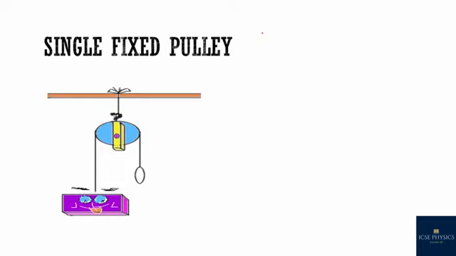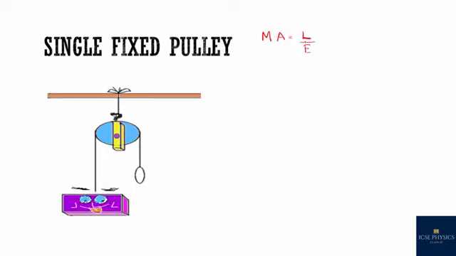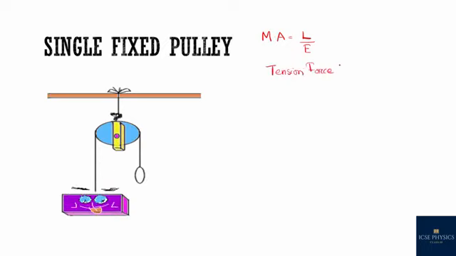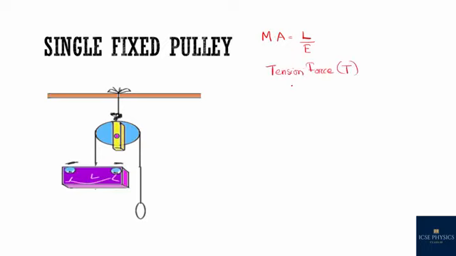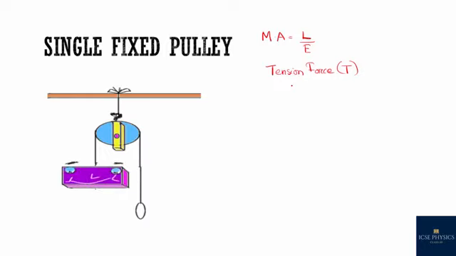Let's calculate the mechanical advantage of the pulley. Mechanical advantage is the ratio of load by effort. Load is a force, effort is also a force. Now we will study another force which is known as tension force. What is tension force? It's marked by T. In physics, tension is the force exerted by a rope, string or cable or similar objects on one or more objects.